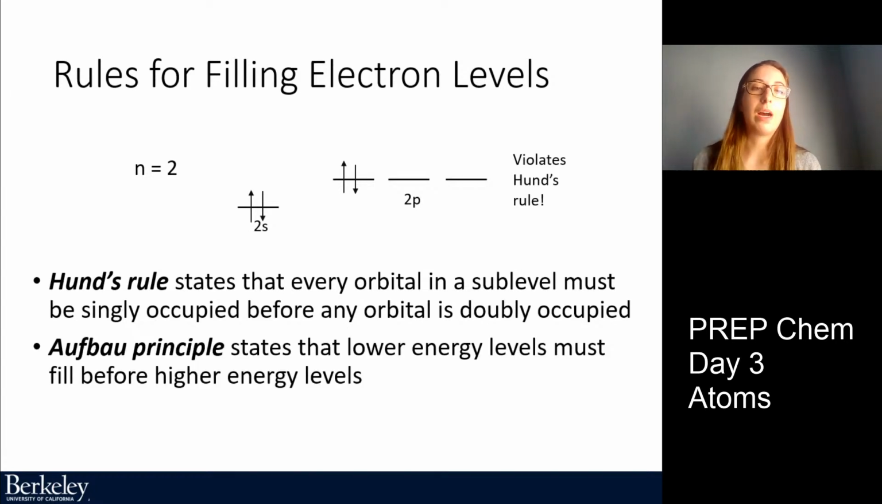The second rule for how we fill electron levels is called the Aufbau principle. This states that the lower energy levels must fill before the higher energy levels. Like in this chart here, we have shown the 2s electrons. Those are going to be filled first before the 2p electrons, just because the 2s electrons are defined to have a lower energy than the 2p electrons.